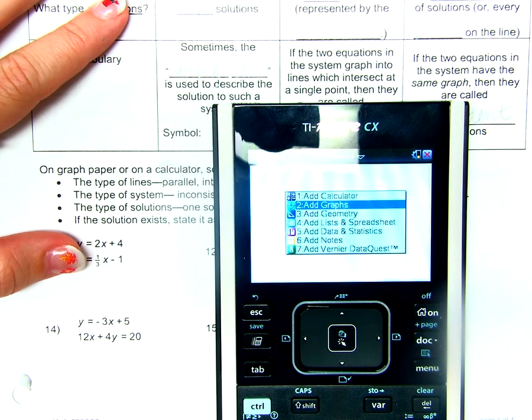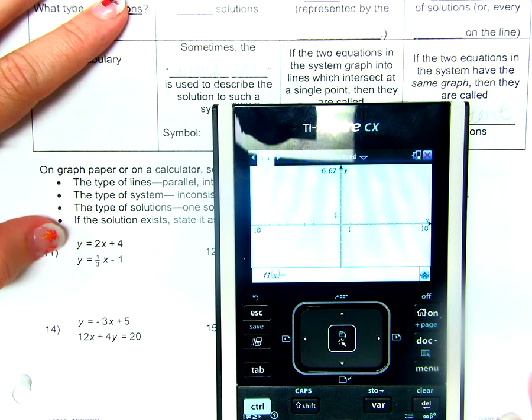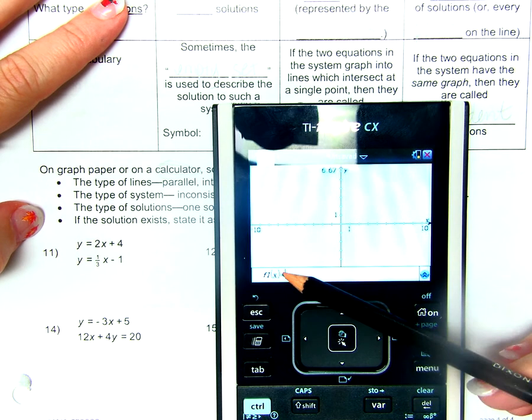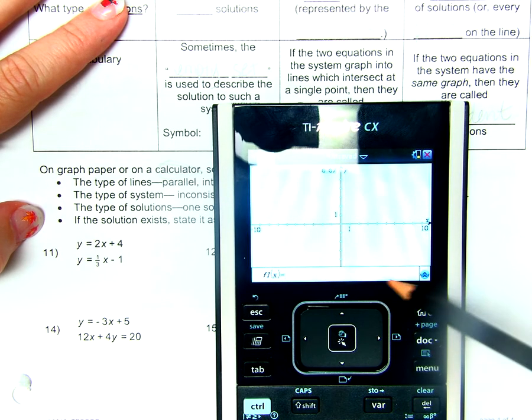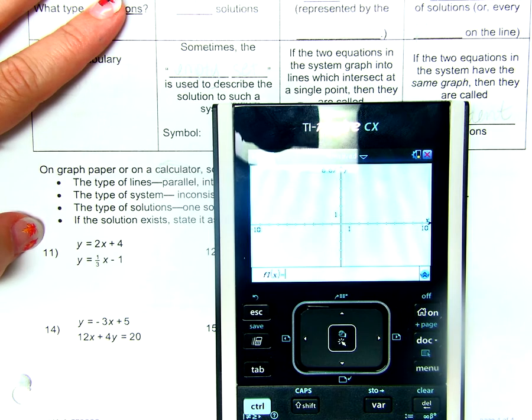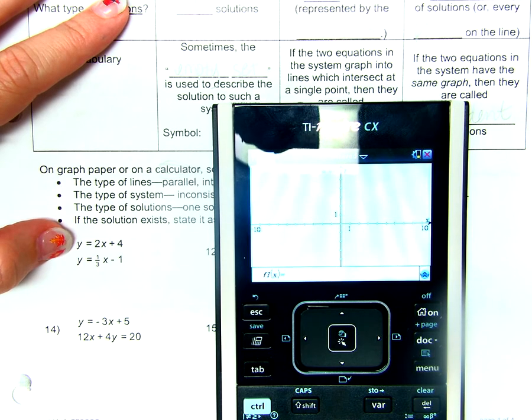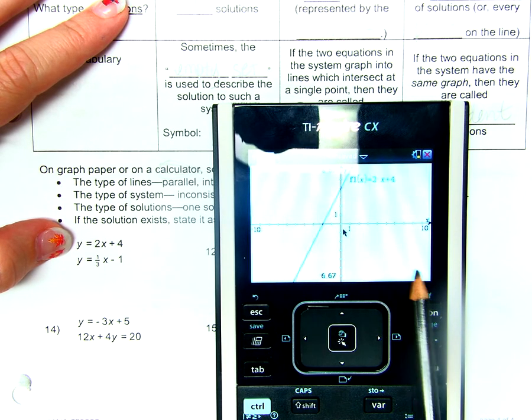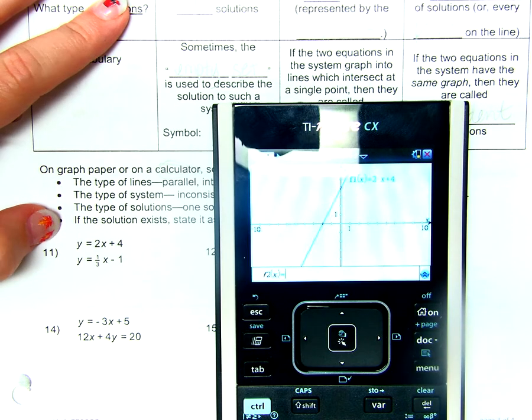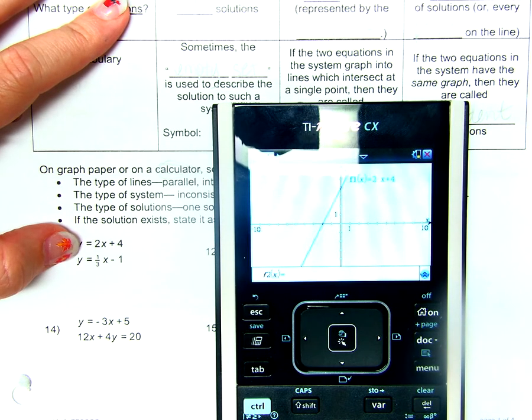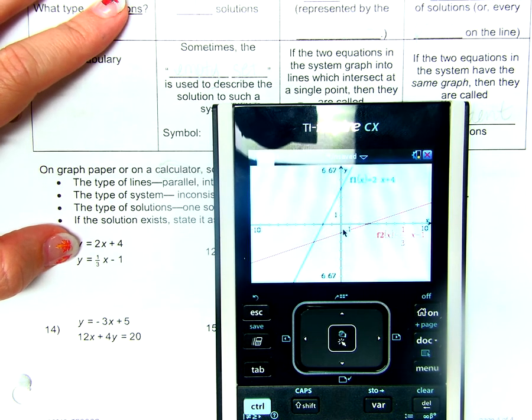Okay, let's make a graph. Now, this is already pulled up. If it wasn't pulled up, what would I press to pull it up? Tab. Do you remember that? Okay, so let's put this in here. 2x plus 4 and hit enter. And when I hit enter, it does go away, doesn't it? So what do I need to press to get it back up? Tab. And I need to put in the second one. Y equals 1/3 x minus 1.